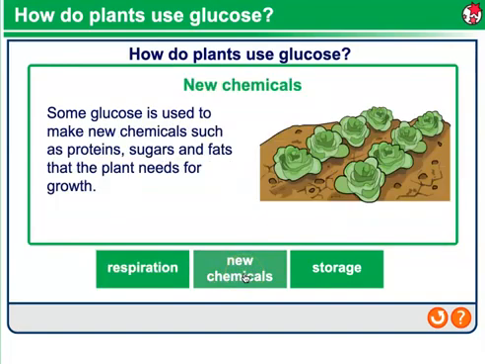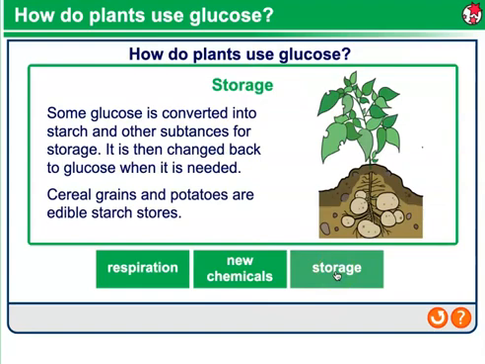New chemicals. Some glucose is used to make new chemicals such as proteins, sugars, and fats that the plant needs for growth. Storage. Some glucose is converted into starch and other substances for storage. It is then changed back to glucose when it is needed. Cereal grains and potatoes are edible starch stores.